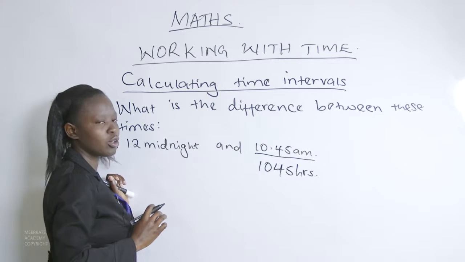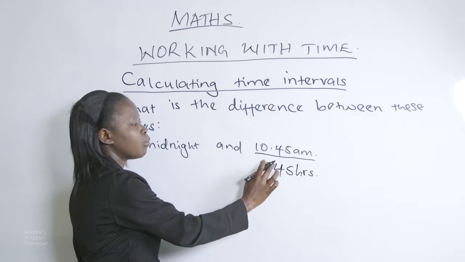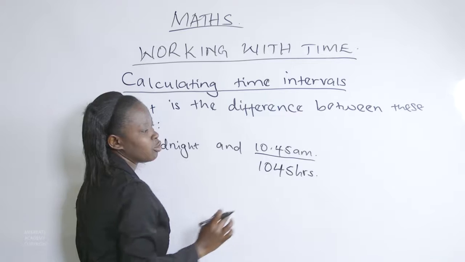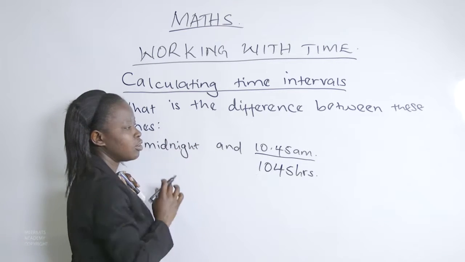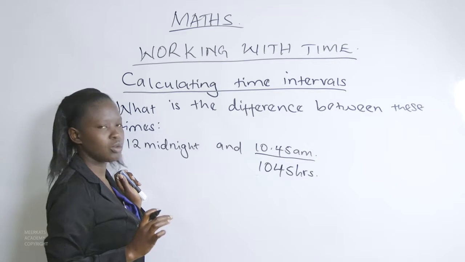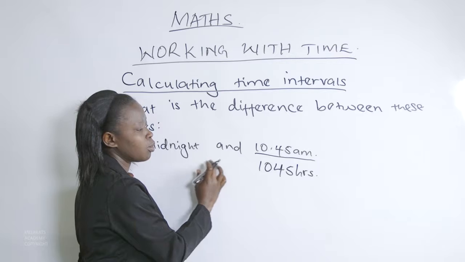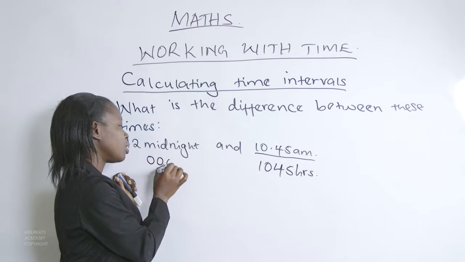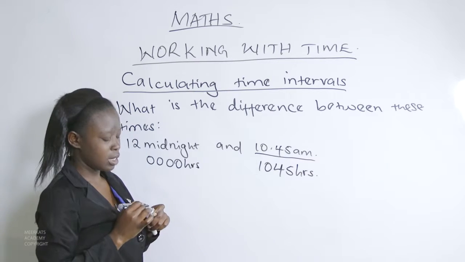We are having 12 midnight. It means that we are moving from midnight as we move to the morning hours. So 12 midnight, if I need to convert it into the 24-hour clock system, since we are moving to the morning hours, then it means my midnight will be 00 hours.